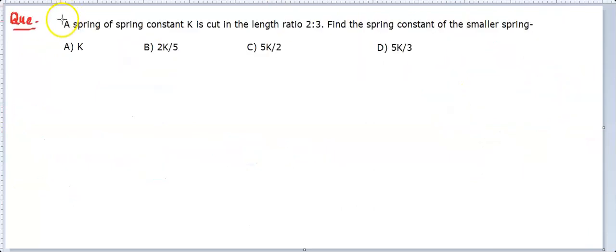Okay, now there is a question for you to try. A spring of spring constant K is cut into two parts in a 2:3 ratio. We need to find the spring constant of the smaller spring. There are four options A, B, C, D. You solve using the property of the spring that you have learned and give the answer in the comment section below. Next lecture you will find the solution of this.